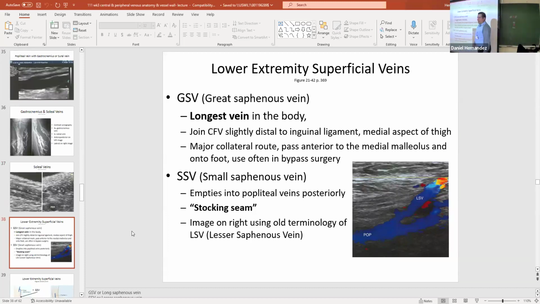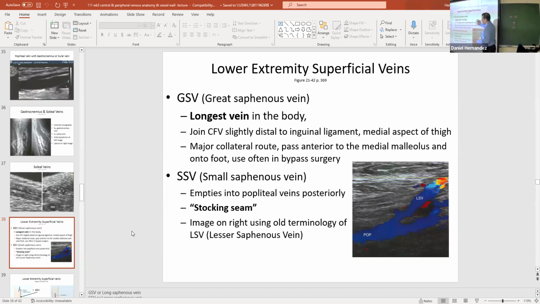In terms of superficial veins for the legs, there's only two, so it's not bad. We have the great saphenous vein, or GSV, and then we have the small saphenous vein. So GSV is the longest vein in the body. Starts all the way up in the groin, where it connects into the common femoral vein. So it's typically just below the level of the inguinal ligament, all the way up in the groin, and then courses all the way down the medial aspect of the thigh, medial aspect of the calf, and goes all the way down towards the foot. So it's a major collateral route. Passes anterior to the medial malleolus and onto the foot.